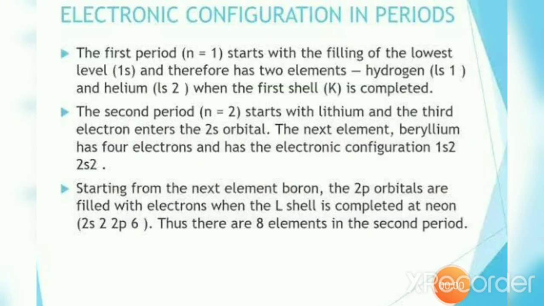The first period, n is equal to 1, starts with the filling of the lowest level and therefore has two elements, hydrogen and helium, when the first shell, K shell, is completed. The second period, n is equal to 2, starts with lithium and the third electron enters the 2s orbital. The next element, beryllium, has 4 electrons and has the electronic configuration 1s2, 2s2. Starting from the next element, boron, the 2p orbitals are filled with electrons and the L shell is completed at neon 1s2, 2s2, 2p6. Thus, there are 8 elements in the second period.